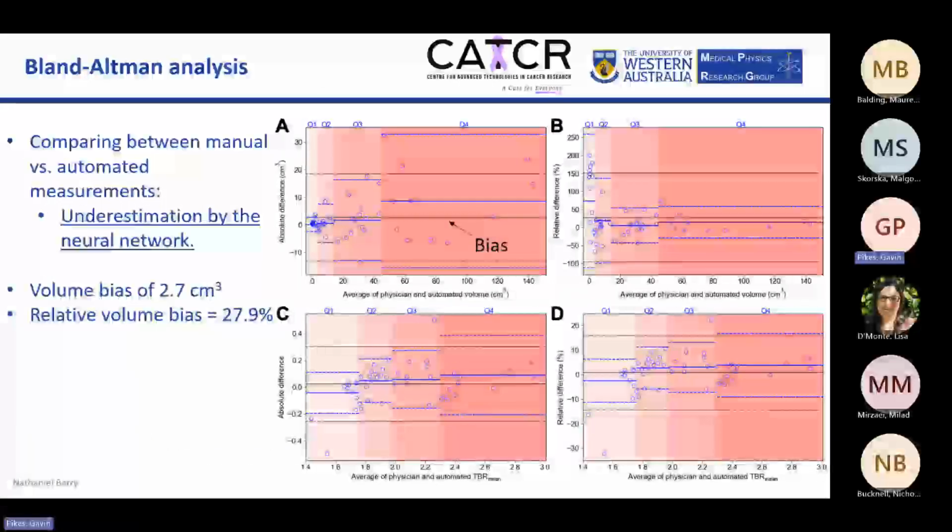And so we did a little bit of a Bland-Altman analysis to see if there's any systematic bias in the differences between the physician and automated contours. And looking at volume, and the solid line, which is our bias, it does show that the network tended to underestimate these segmentations compared to the physician, and that based on the quartile analysis, this underestimation became exacerbated as the volumes got larger. However, mean tumor to background ratio seemed to be quite stable.